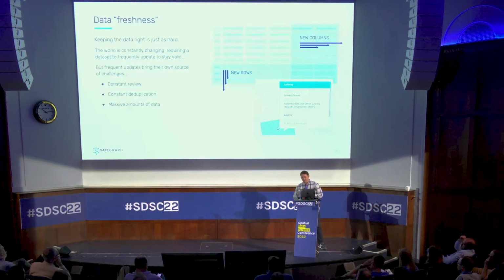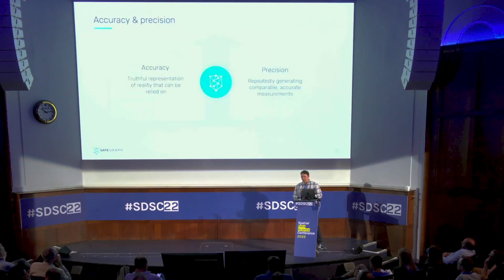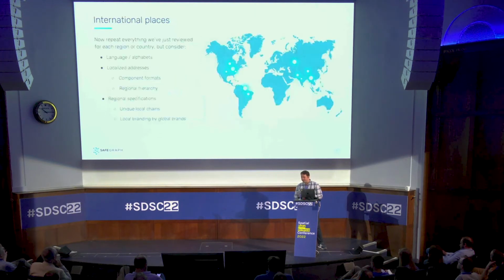And making sure that you have these things maintained and updated is, of course, a very important part to driving the right outcomes. And of course, it's beyond just accuracy. It's both accuracy and precision. So let's make sure we've got a truthful representation of reality, but that we also are repeatedly generating comparable, accurate measurements for each of these pieces of metadata.